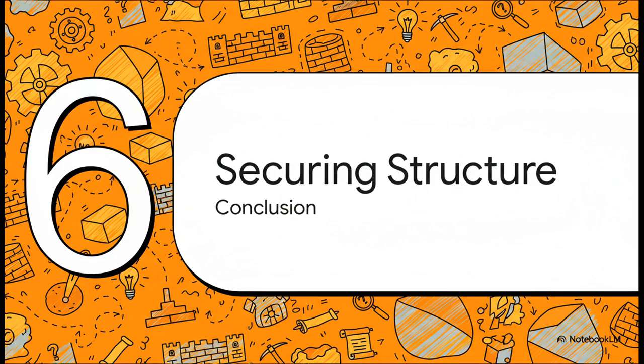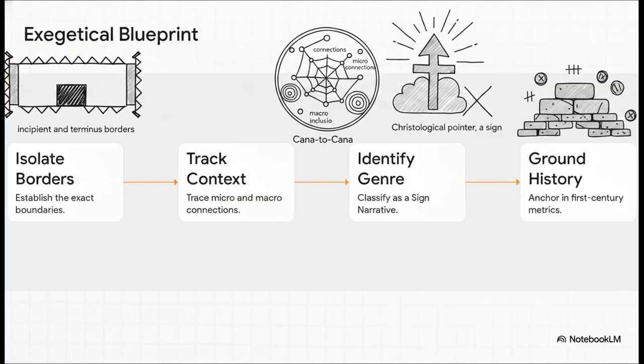All of this brings us to our final step, securing the structure. Let's quickly recap how we built this blueprint today. First, we isolated our incipient and terminus borders so the text stands completely on its own. Second, we tracked the micro and macro connections, revealing that massive Cana inclusio. Third, we properly identified the genre, not as a mere miracle, but as a Christological pointer, a sign. And finally, we grounded the terrifying social crisis in verifiable first-century metrics.